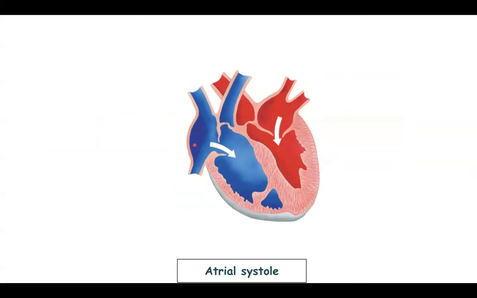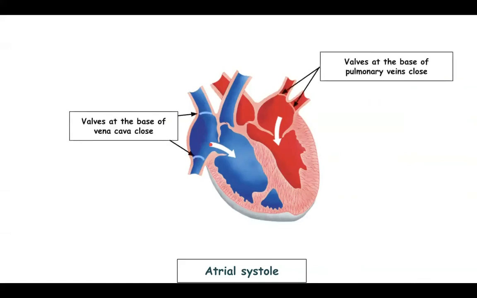When the right and the left atria contract, that is their systole, the first thing which happens is the valves present at the base of the superior vena cava and the inferior vena cava, and the four pulmonary veins which open in the right auricle, will close. The blood has no other option except for going forward. From the right auricle, the blood will come to the right ventricle. In the other case, from the left auricle, the blood will come to the left ventricle.